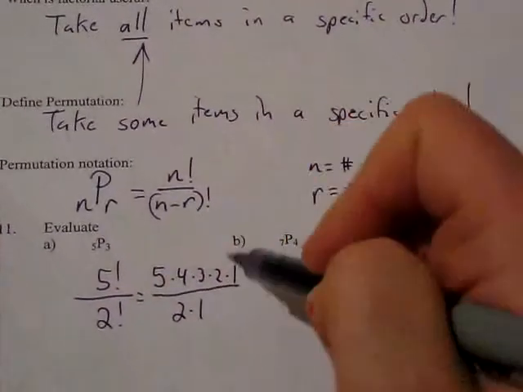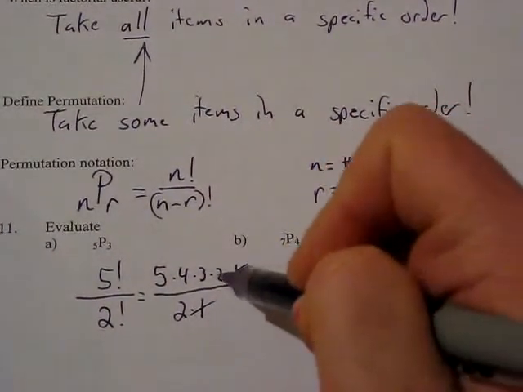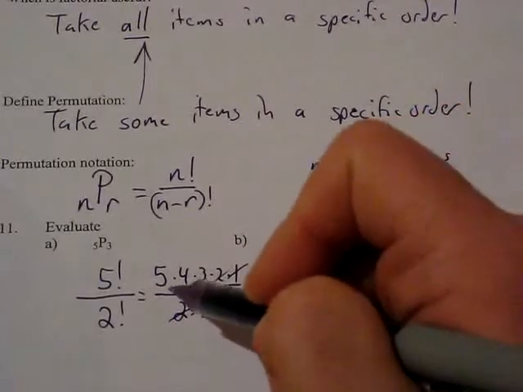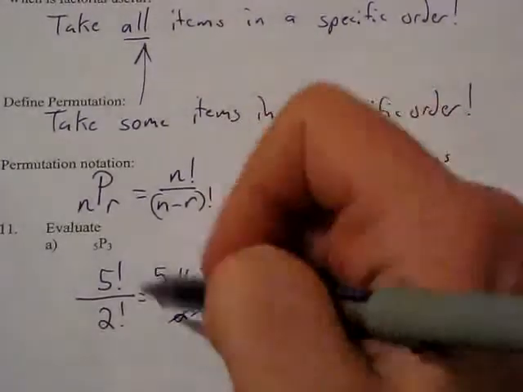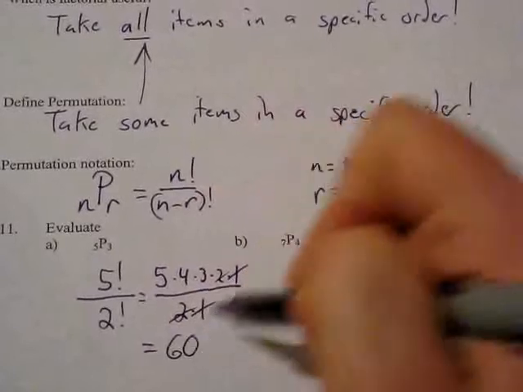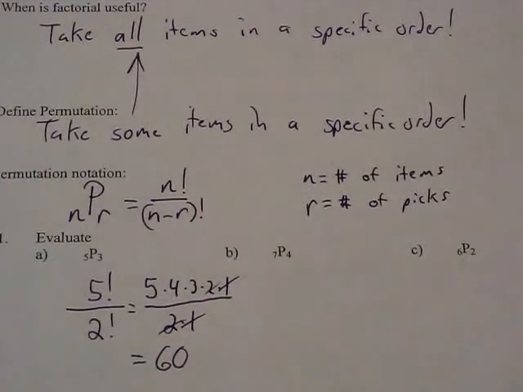You can do some simplification. 1 divided by 1 is 1, 2 divided by 2 is 1, so your answer is 5 times 4 times 3, which is 60. There are 60 ways to pick 3 items out of 5 in a specific order.